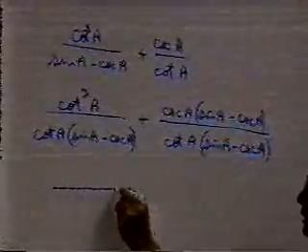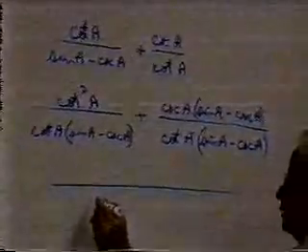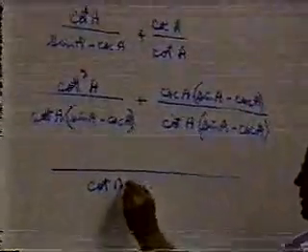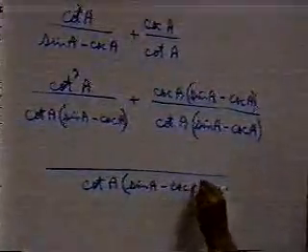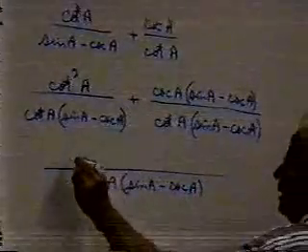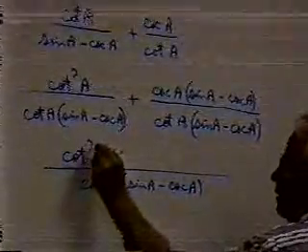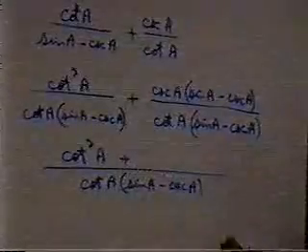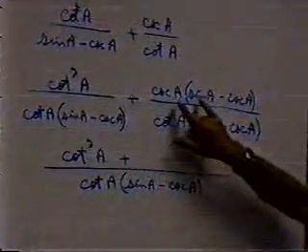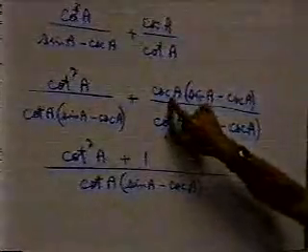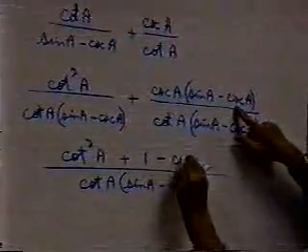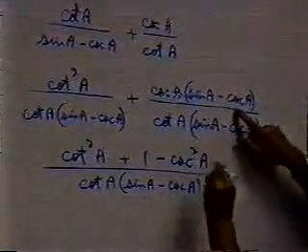So now let's write that over the common denominator. All right. So I have cotangent of A times sine of A minus cosecant of A. On the top I have cotangent squared of A plus, and then we'll multiply this out. Look what happens. Cosecant times sine is 1. And cosecant times cosecant is cosecant squared.